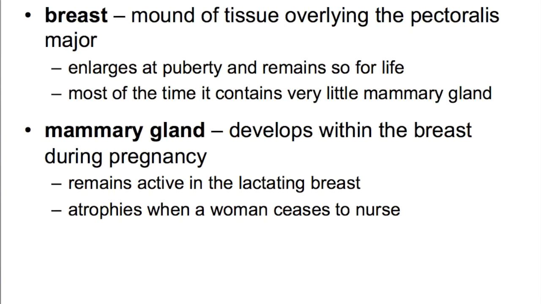Okay, so then we're going to talk about your breasts and the mammary glands. These are a lot more straightforward. The breast is the actual mound of tissue that lays over the pectoralis major, right? So a lot of times this is adipose tissue, and there's very little actual mammary gland, okay? This is what's going to enlarge at puberty and remain there for life, but the mammary gland is only going to develop during pregnancy, okay? So your breast develops during puberty, but your mammary gland develops during pregnancy. So that's kind of a key quiz question, you might say.